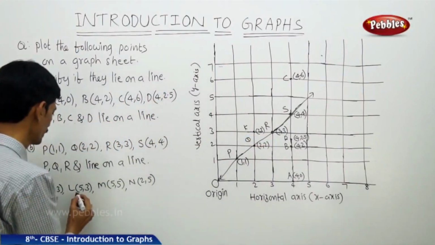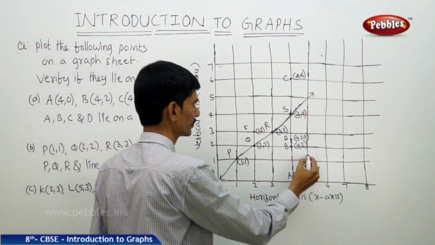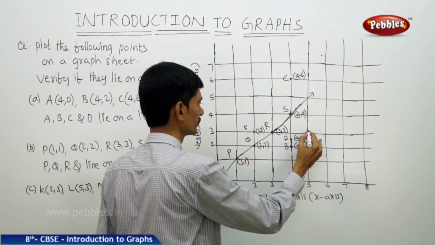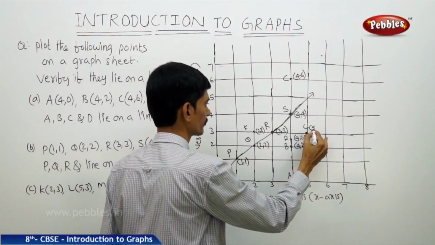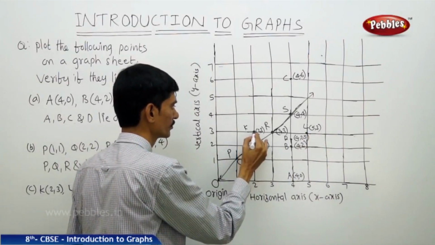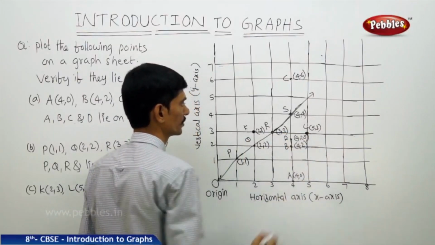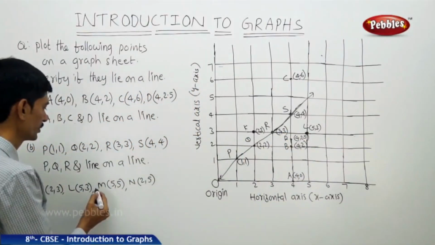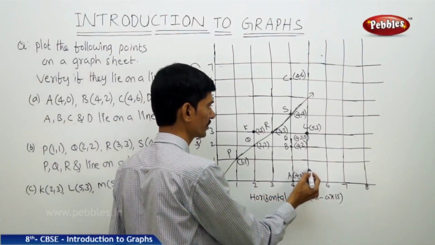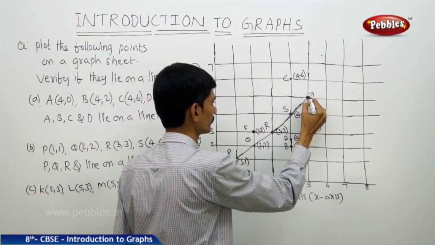Next, L (5, 3). On the x-axis 5 and y-axis 3. So this is the point L (5, 3). So this is the point K and this is the point L. The next M is (5, 5). Here the M point is 5 on the x-axis and on the y-axis also 5. So this is the point M.